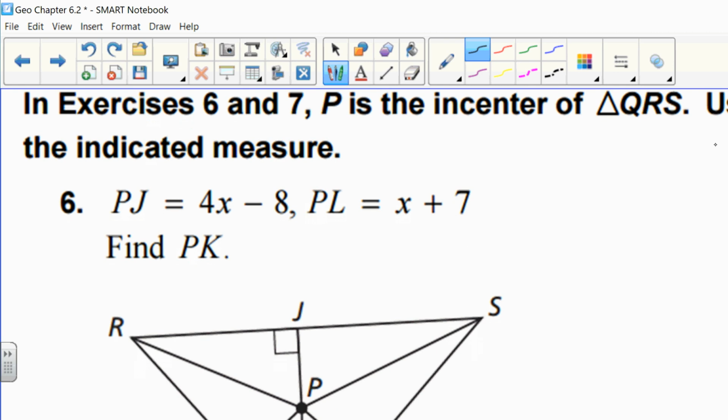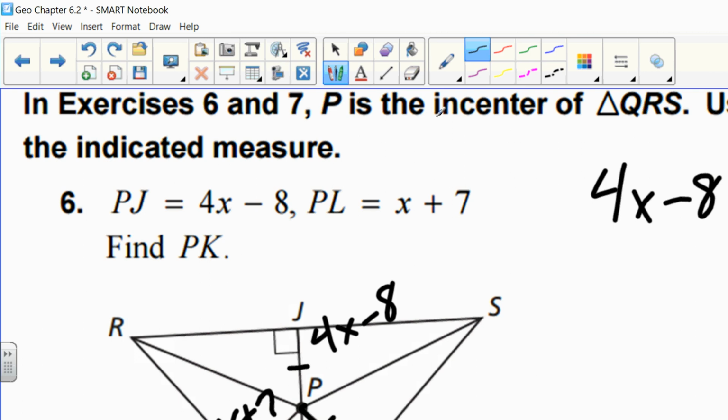P is the incenter. So that means that these three lengths are the same. PJ is, PL is, and we want to find the value of PK. Well, we need to find the value of x first to be able to find the length. So what can we do? Then what can we do next?